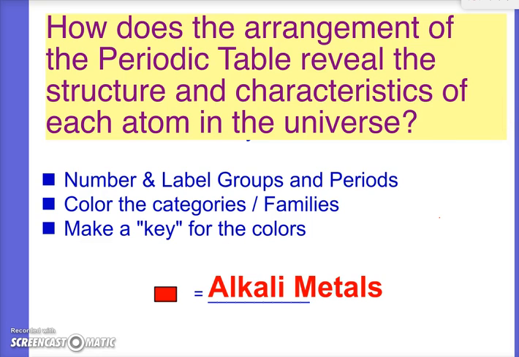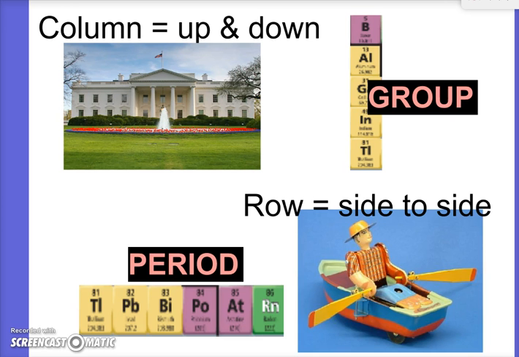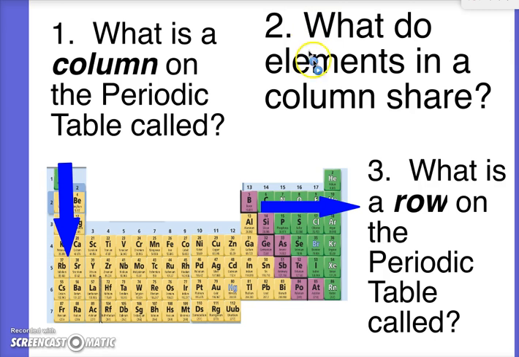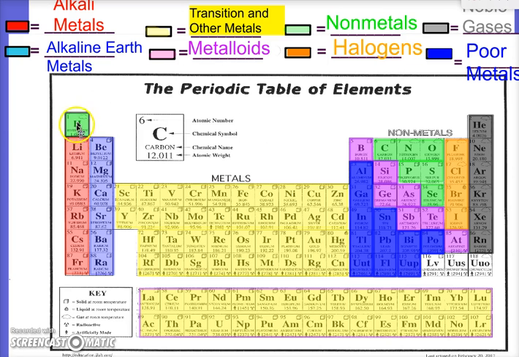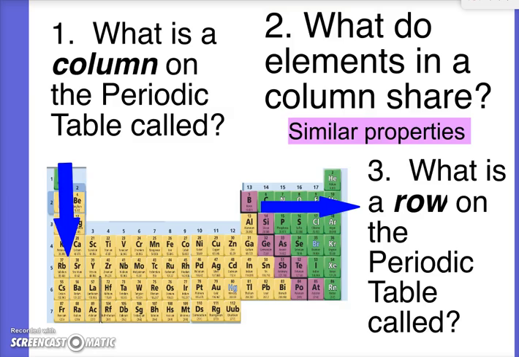Well, we already know that one of the ways that the periodic table is organized is by groups and periods, and that elements in a group or a column share similar properties, which means that if I'm looking at the atoms that are in one column, one group, that means that everything in that group must share similar properties or similar characteristics.